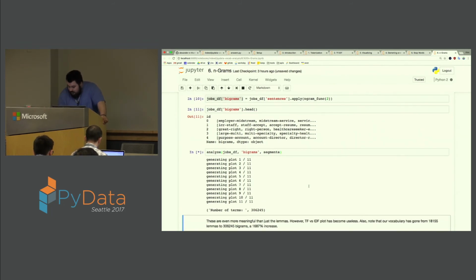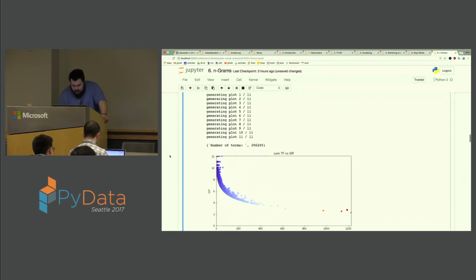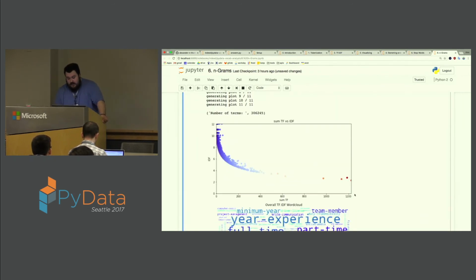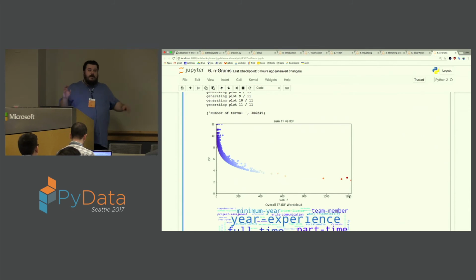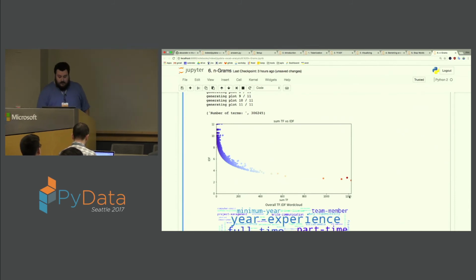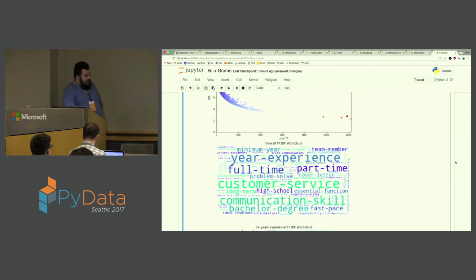Let's see. There we go. So again, we still see this distribution, but I'm not sure if you remembered, in the last one we ran, this number was 10,000. So we have a much bigger vocabulary, but that means the sum TF is much lower now. So let's look at what's here. Overall, these are our bigrams.